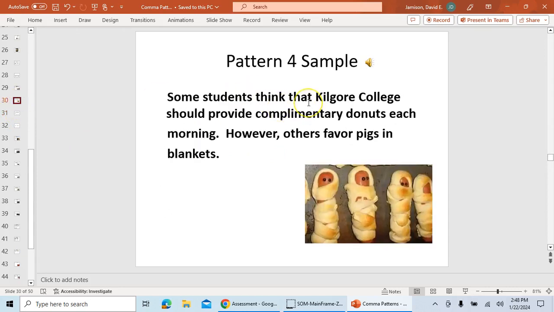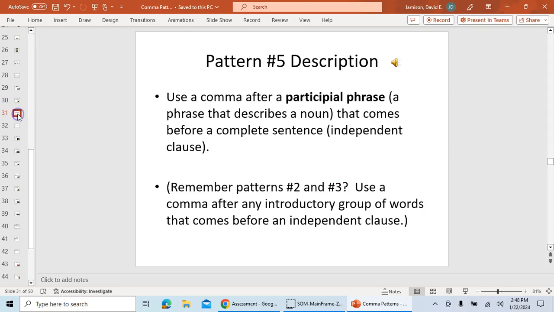Go ahead and write a sample for pattern 4. We got 2 more of these, and then you'll be done writing. All right, pattern 5.